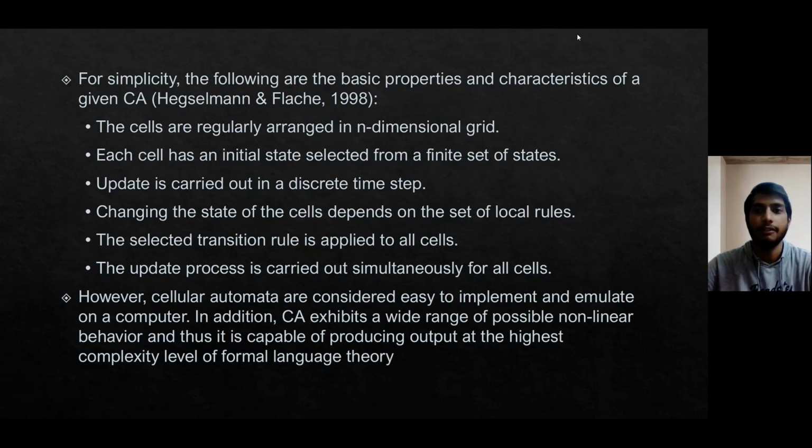For simplicity, the following are the properties and characteristics of a given cellular automata. The cells are regularly arranged in an n-dimensional grid. Each cell has an initial state selected from a finite set of states. Update is carried out in discrete time steps. Changing the set of cells depends on the set of local rules. The selected transition rule is applied to all cells. The update process is carried out simultaneously for all the cells.